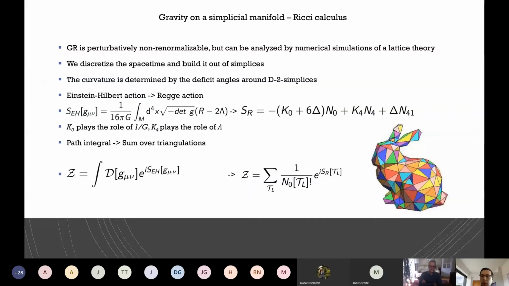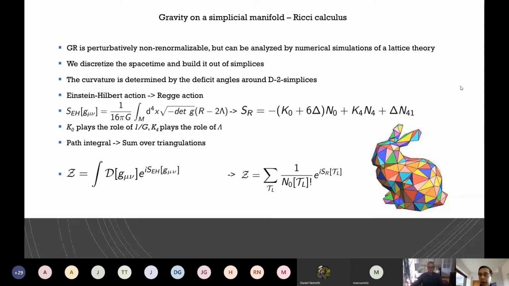In the previous talk, Professor Ambjorn gave a short introduction to the CDT, but I'm going to review a few most important points. So, general relativity is a perturbatively non-renormalizable field theory. The gravitational constant G has a mass dimension of -2, which is less than 0, but still this theory can be analyzed by using numerical computer simulations of the lattice theory.